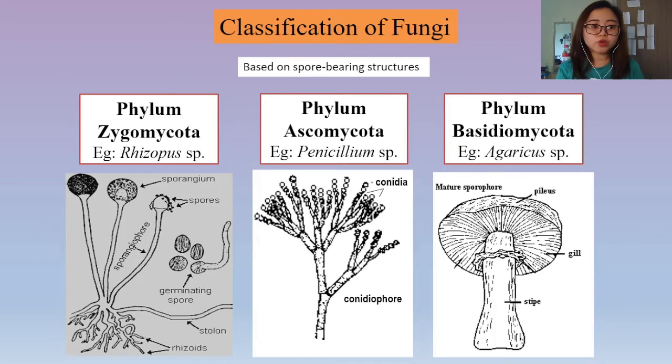So we're only going to focus on three phyla, which are Phylum Zygomycota, Phylum Ascomycota, and Phylum Basidiomycota. In some books or some sources on the internet, you may find that there are more than these three phyla, and that is also correct.